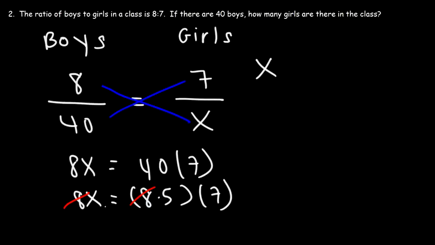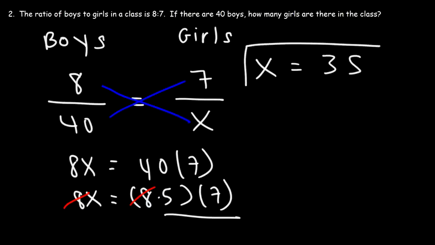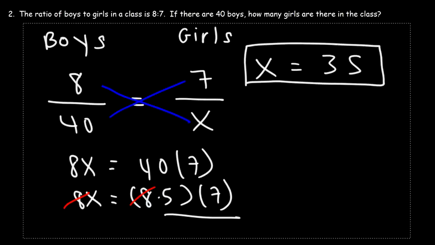So on the left side, all we have is an X left over. On the right side, it's going to be 5 times 7, which is 35. So if there are 40 boys in a class, there's going to be 35 girls in that same class. And you could think about it conceptually.